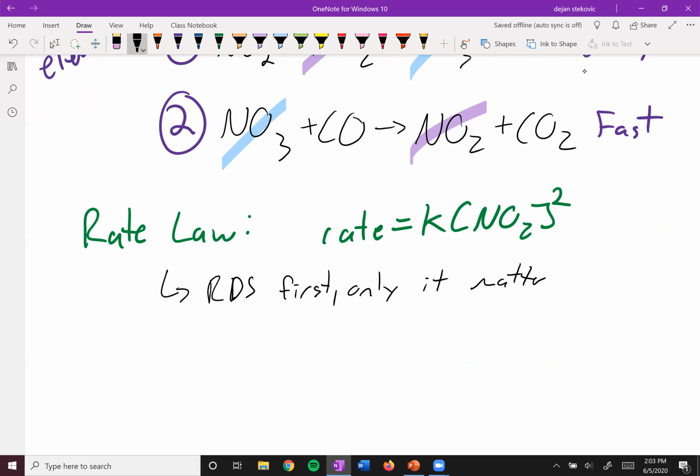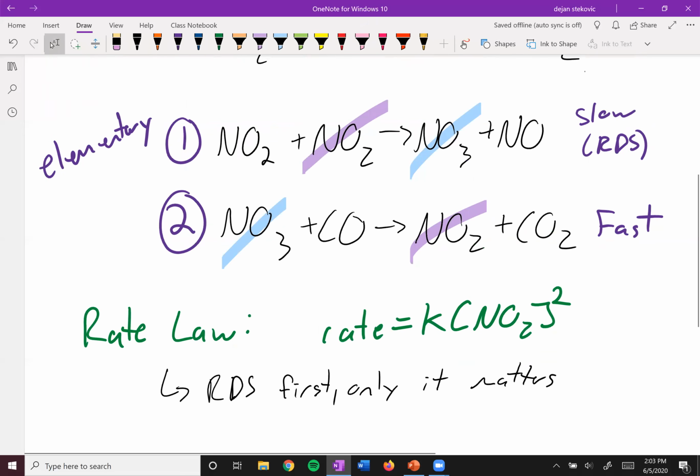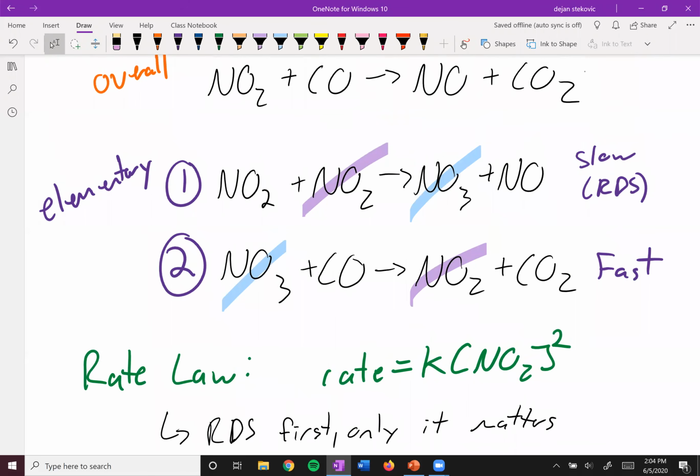So maybe this is the mechanism that you propose. You're like, oh, okay, I see this overall reaction. This is how I think it's happening. You could then solve your rate law, and you're like, okay, if this is happening this way, it must have this rate law. And then you could experimentally find the rate law. And if it matches, then your mechanism is valid. It means that it could be an option. It doesn't prove that it is happening this way, but it proves that it could be happening this way.